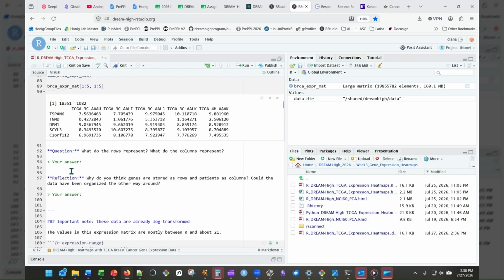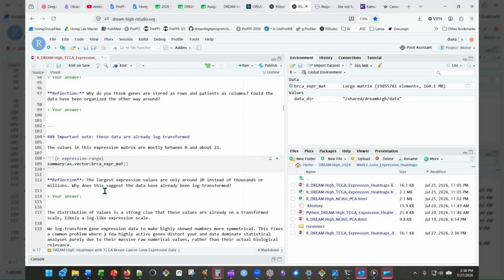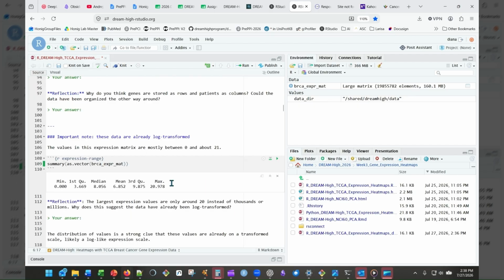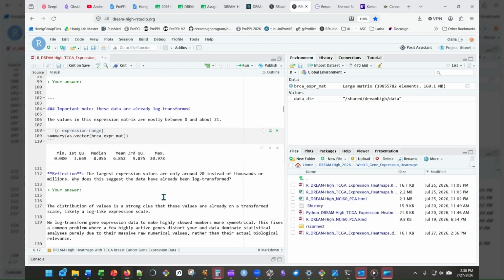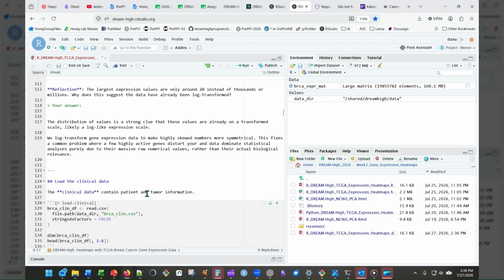And don't forget to answer the questions and also the reflections as you do these activities. Remember, we're not asking you to do any coding, but we do want you to understand what you're doing, and answering the questions and reflections is critically important when you're doing this work. So the values in the expression matrix are mostly between 0 and about 21. Let's check that. So we're getting a summary, the median and the mean, and the maximum is about 21. So there's a little reflection there for you.